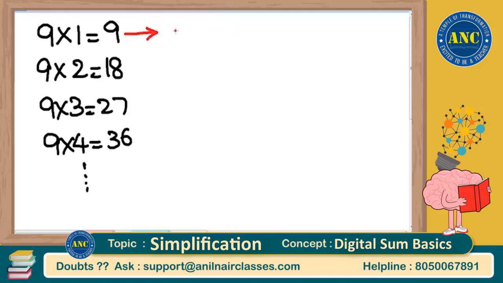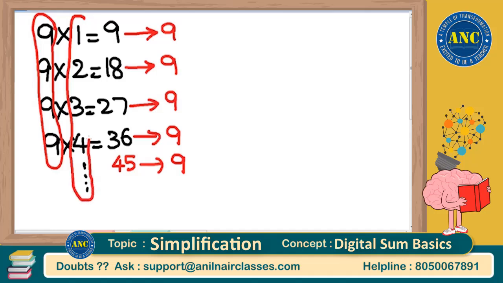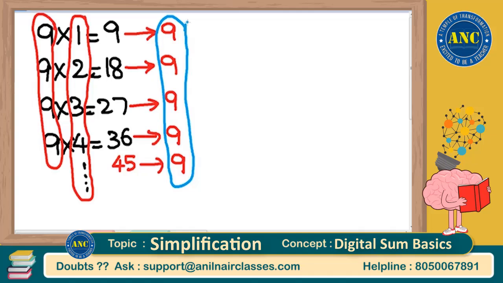The digital sum of 9 is 9 itself. 18 digital sum is also 9. 27 digital sum is also 9. 36 digital sum is also 9. 45, the next number, digital sum is also 9. Can I say that you take a number 9, multiply this 9 with any number of your choice, whatever you like, the digital sum will always be equal to 9.